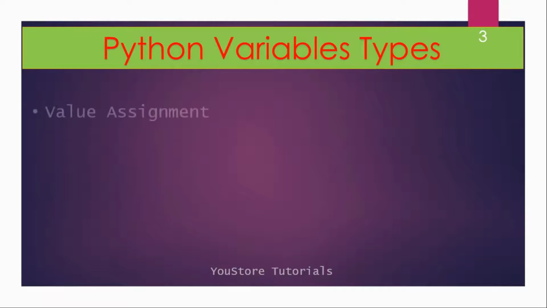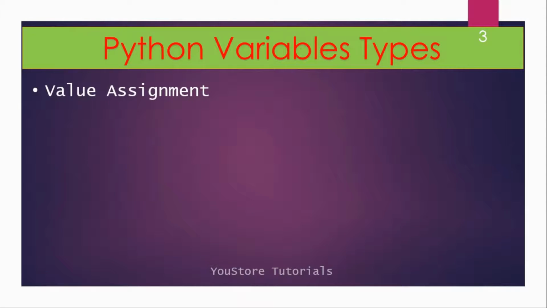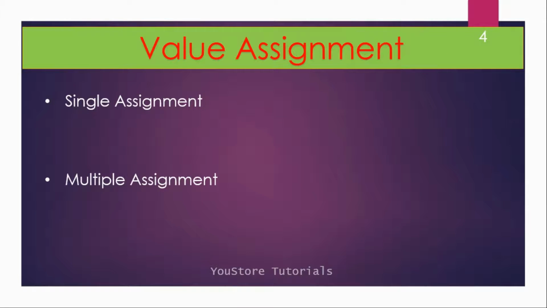In this video we will focus first on how we can assign values to variables, and after that we will discuss standard data types in Python. So how can we assign values to variables in Python? There are two ways: the first is single assignment and the second is multiple assignment. In single assignment, the assignment operator is used to assign values to variables. Here in this example, the string ram is assigned to the variable name and the numeric value 25 is assigned to the variable age.